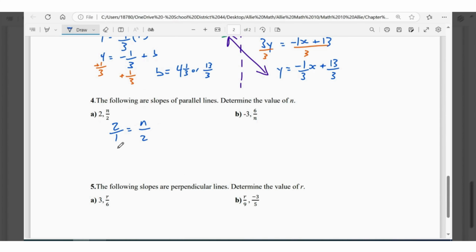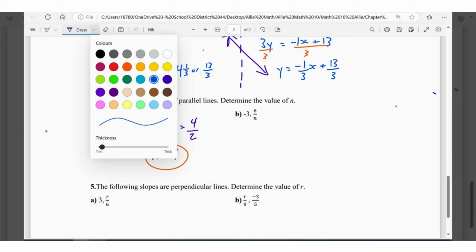So there's kind of 2 ways you could do this. I could think, okay, these need to be equivalent. What do I got to do to 1 to make it into 2? What do I multiply it by to get to 2? Well, I times it by 2. And what I do to the bottom, I should do to the top. And we would end up with 2 times 2 is 4. And so 2/1 should equal 4/2. And therefore, n should equal 4. So you can check, is it true? We can put it back in our original. Is it true that 4 divided by 2 is the same as 2? Yes, it is.